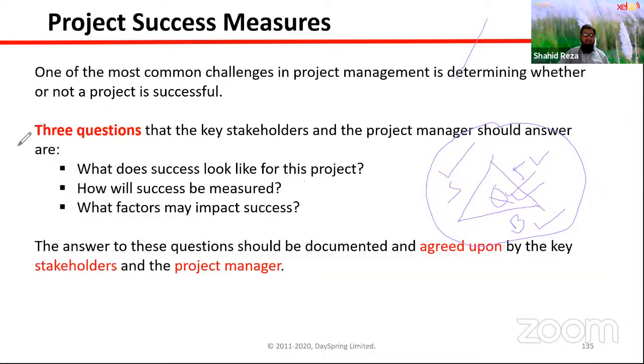So you need to have minimum 3 answers in your hand when you are starting the project to measure your project success. What does success look like for this project? And these 3 questions should be agreed with the sponsor and the project team. How will success be measured? What will be the measurement or metrics for the success of the project? What factors may impact success? All right.